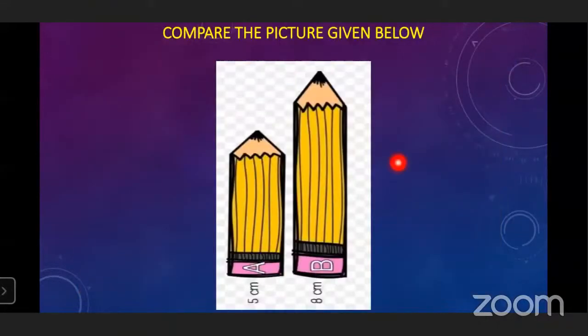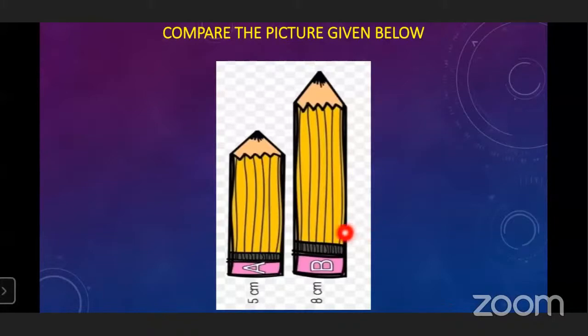Now children, let's start the topic. First, a picture is given. What do you see in this picture? Small pencil and big pencil. Very good. In this picture, two pencils are given. One pencil is small and another one is long.